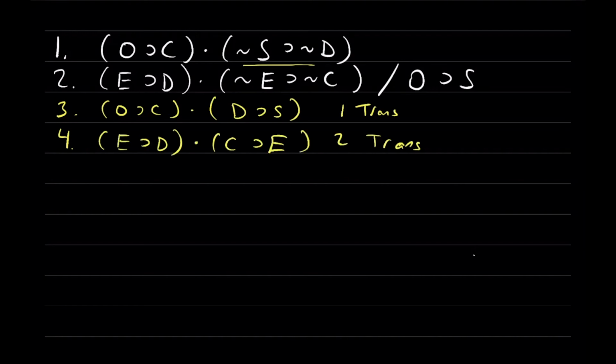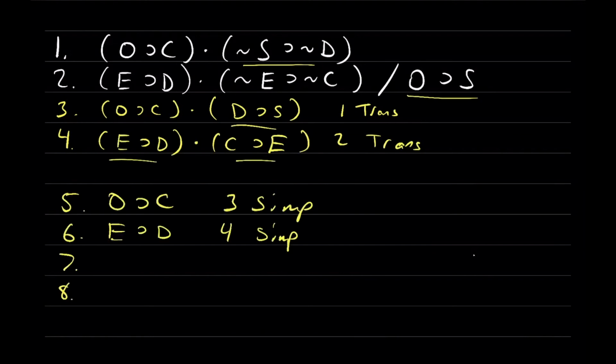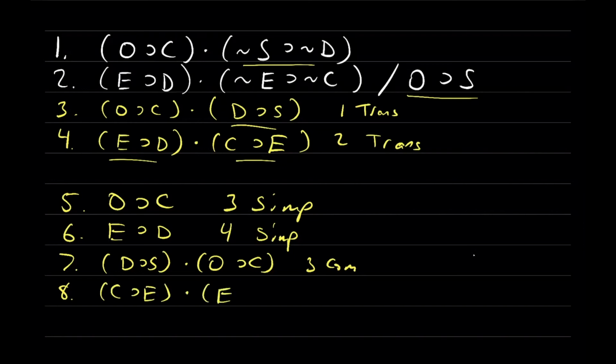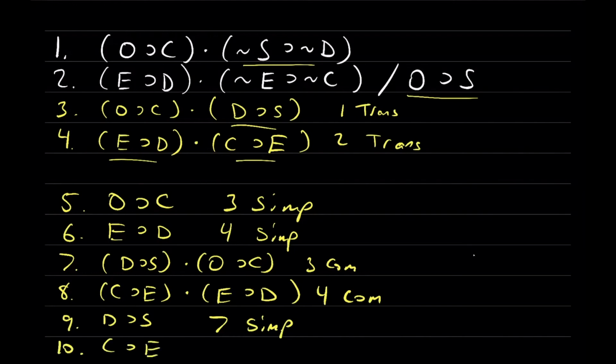So let's rewrite on line 7 and 8. We're going to rewrite lines 3 and 4, reversing the order of those conjunctions. So 7 will be D implies S and O implies C. Line 3 by commutativity. On line 8, we're going to get C implies E and E implies D. That's going to follow from line 4 by commutativity. Now we're going to simplify to get D implies S from line 7 on its own line by simplification. And we're going to get C implies E from line 8 by simplification. And I'm going to add a divider line, and we're going to keep going on the right here.